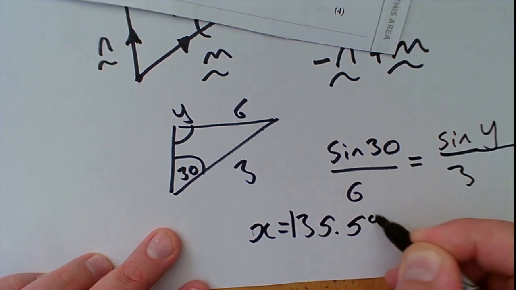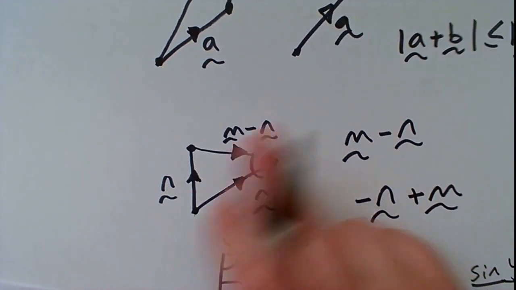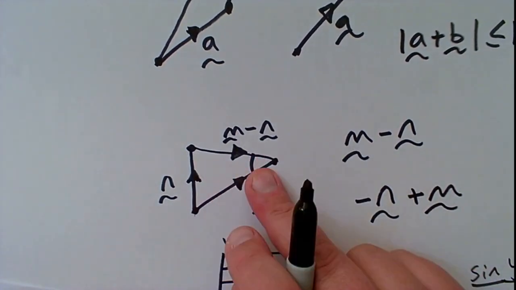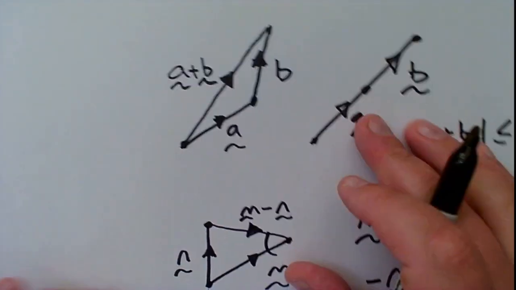You should have got that x was equal to 135.5 degrees. Where people went wrong with this was this picture here, getting that picture. And I understand that because we've not done much of that at all. Okay, so anyway, well done.